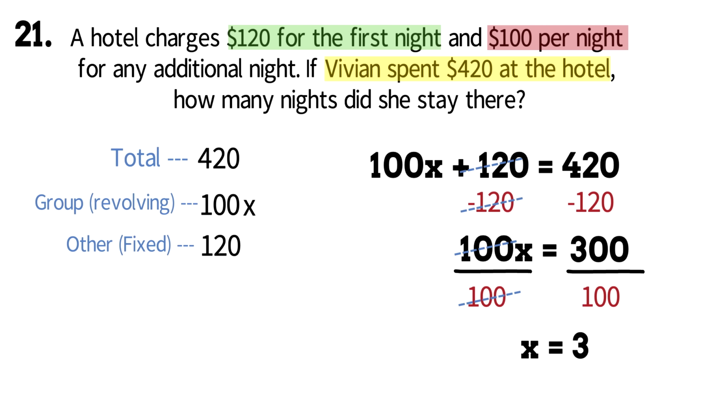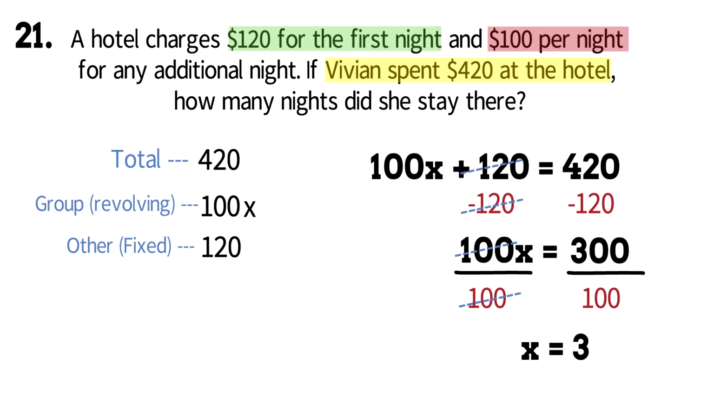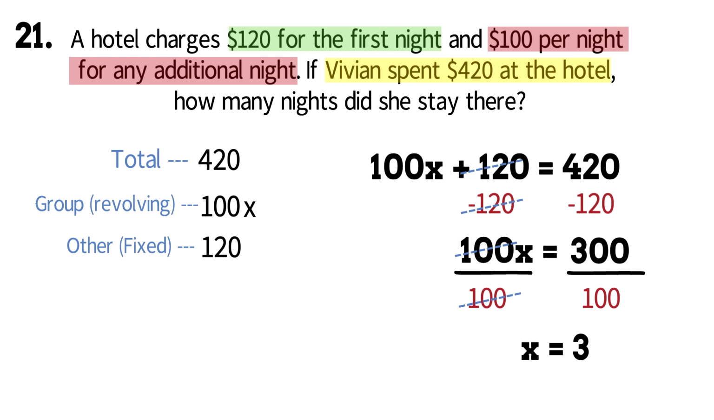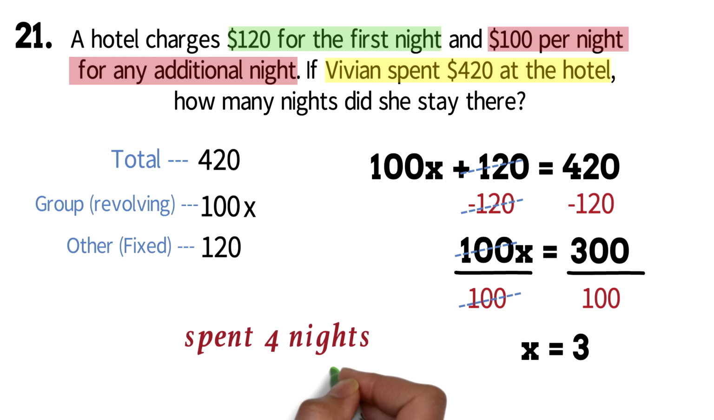Please, when you come to the end of every math question, you should be aware of what you were solving for and what the question is asking. Please take note. A lot of students get wrong answers because they give answers that was not what the question is asking. Here, the 3 we had is the additional night she spent. To get the total nights, we have to add the first night to it. So, she spent a total of 4 nights.